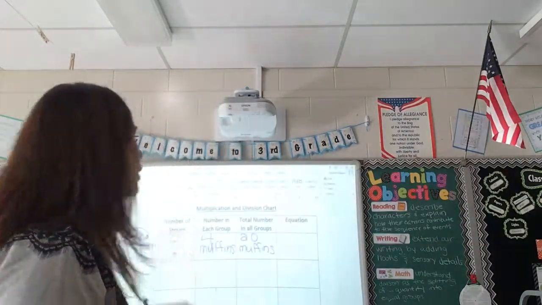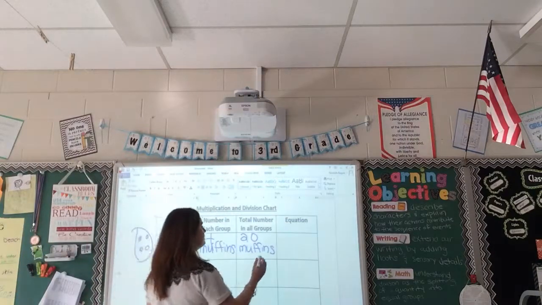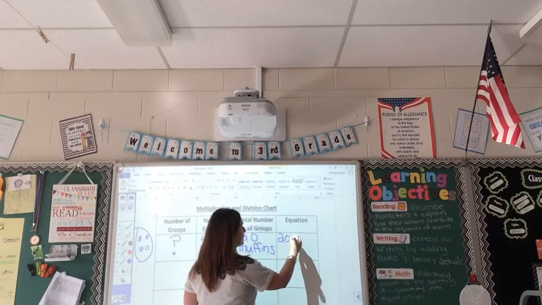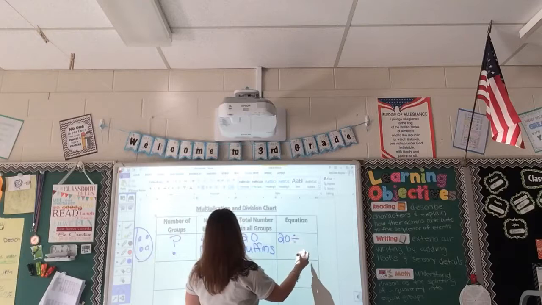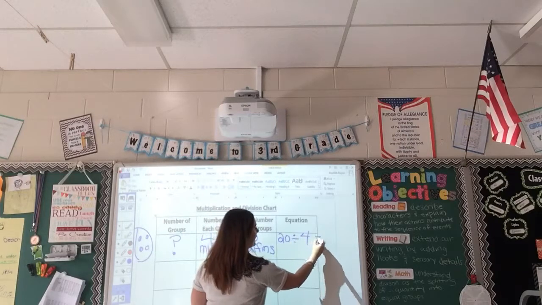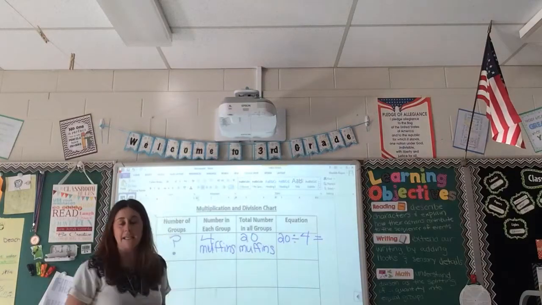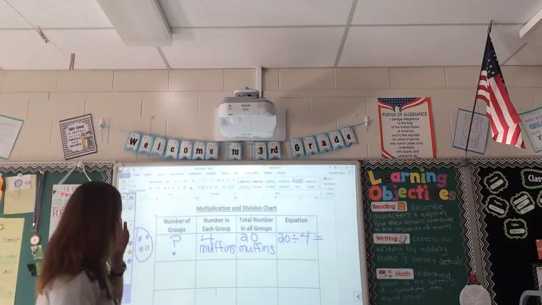I'm giving them out. I'm going to have a number of bags, and I'm going to put 4 here, 4 here, 4 here, and 4 here. So my equation is going to be 20, the total number of muffins, divided by 4. How many do I have in each? And I need to figure out again, how many bags do I need?